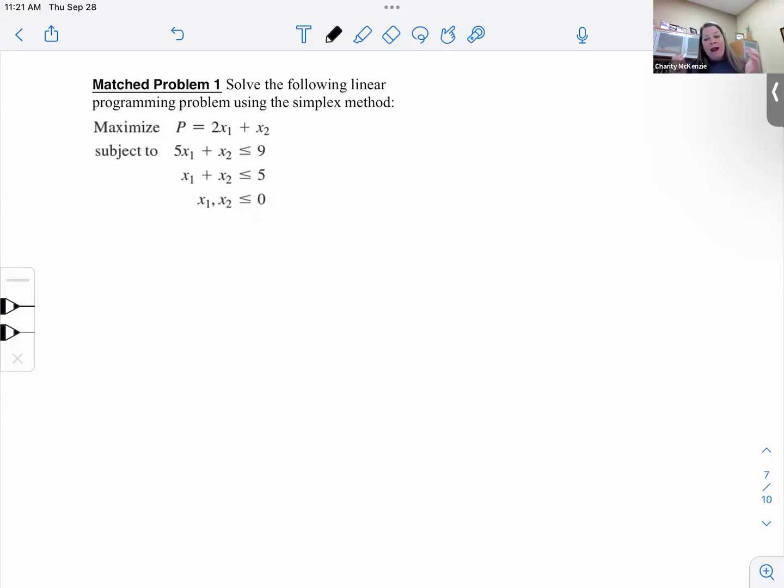Well, we start with rewriting with our slack variables. So we're going to rewrite this with our slack variables. They call it your initial system. And we're going to rewrite our max at the bottom. So our first one is 5x1 plus x2. We're going to add in slack 1 and now make it equal to 9. Okay, so we took away less than and put in a slack variable with the equals. Now the bottom one becomes x1 plus x2 plus slack 2, and now that equals 5.